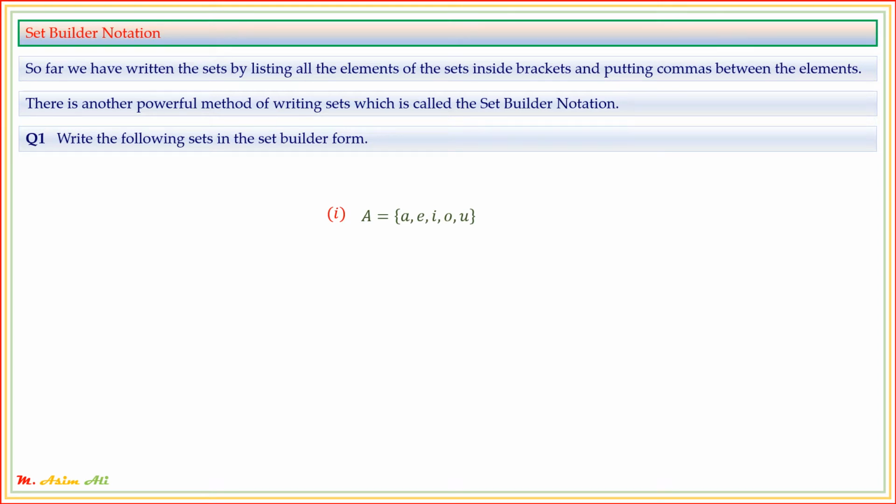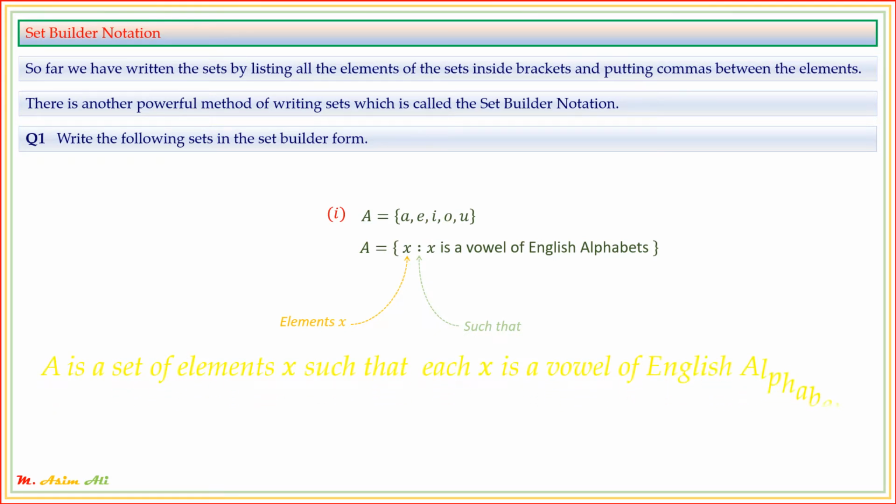So these letters, as you can see, are the vowels of the English alphabet. So we will express the set like this. We will write the name of the set and put the same curly brackets, and x will denote each element. Set A consists of elements x such that, these two dots are read as "such that". So A is a set of elements x such that each element x is a vowel of the English alphabet. And we read it completely as: A is a set of elements x such that each x is a vowel of the English alphabet.